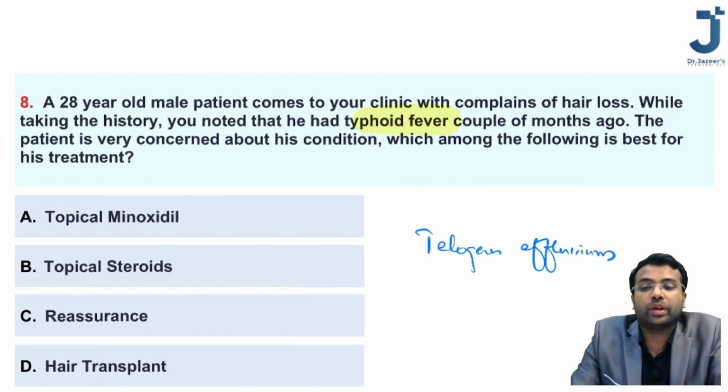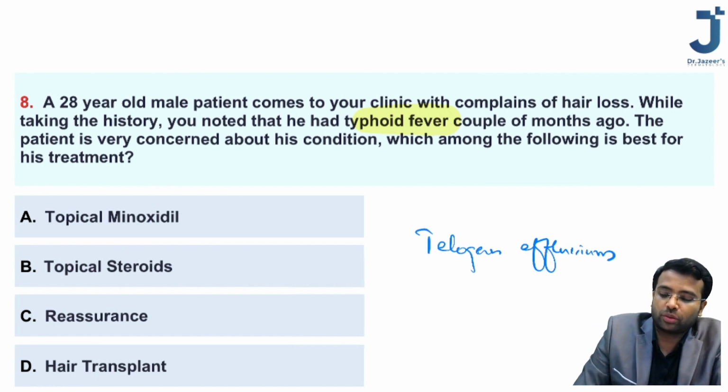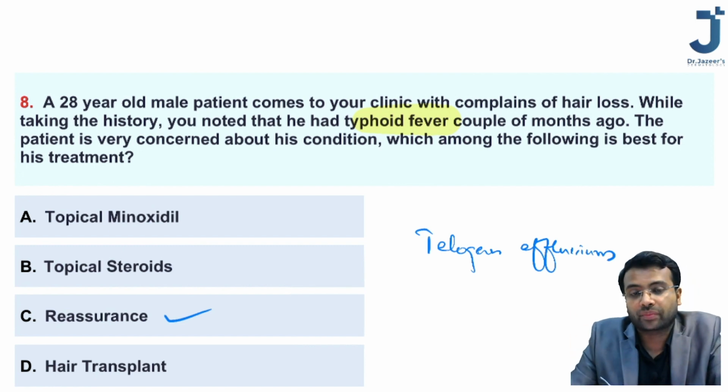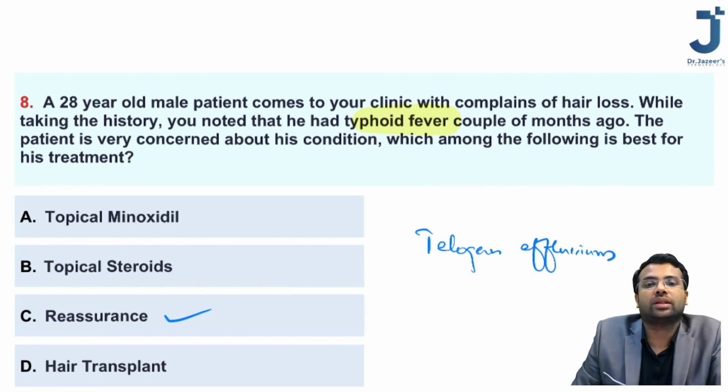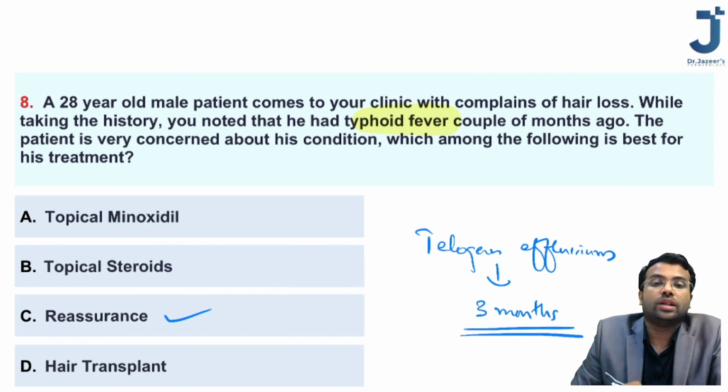So in telogen effluvium, what is the best treatment? Is it topical minoxidil, topical steroids, reassurance, or hair transplantation? Remember, in telogen effluvium the best treatment is reassurance, because once the patient is out of the stress, out of this infection, this increased shedding of hairs in the telogen phase is expected. What happens after 3 months? The patient will come back to normal, and there will be no more hair loss. You can reassure the patient that these symptoms may bother them for up to 3 months, which is the usual duration of telogen effluvium, because this is the duration of the telogen phase.